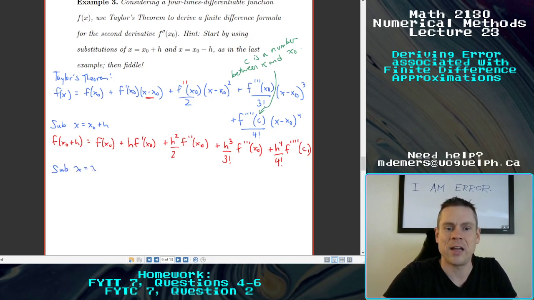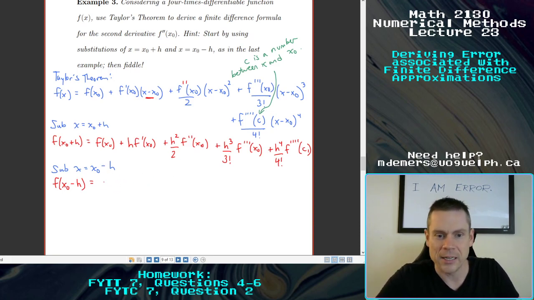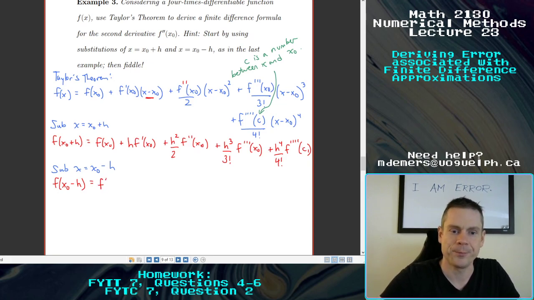x equals x0 minus h. By the way, fresh rolls are really, really good, especially if you get a good peanut satay sauce. I don't know how authentic that is, but I could eat like 20 of those or so.